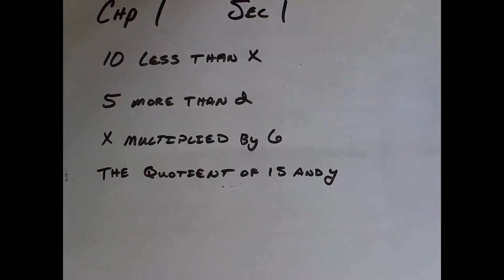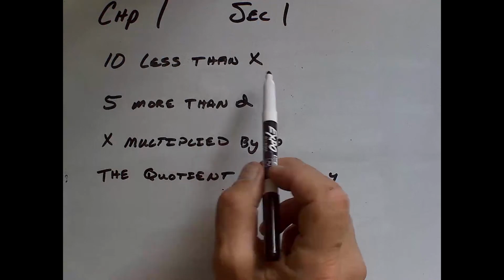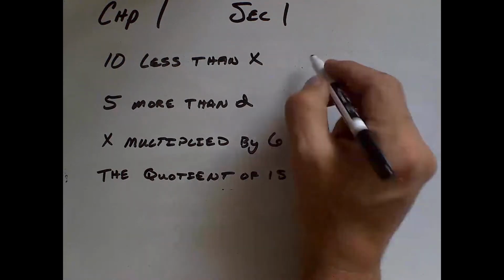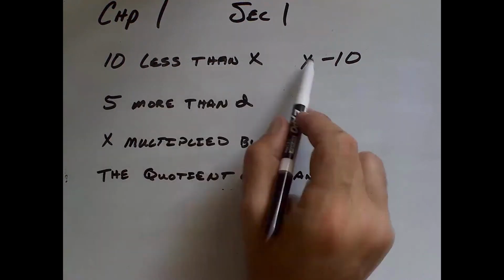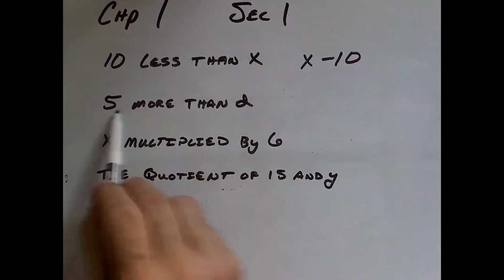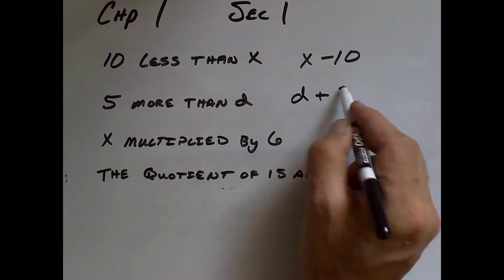Let's take a look at a few examples of the vocabulary that we just learned. Now this vocabulary you're going to most often see when you start using word problems. This is where you'll use that vocabulary. So let's see what this says. 10 less than x really means x minus 10, right? We're going 10 less than x. 5 more than d, d plus 5.